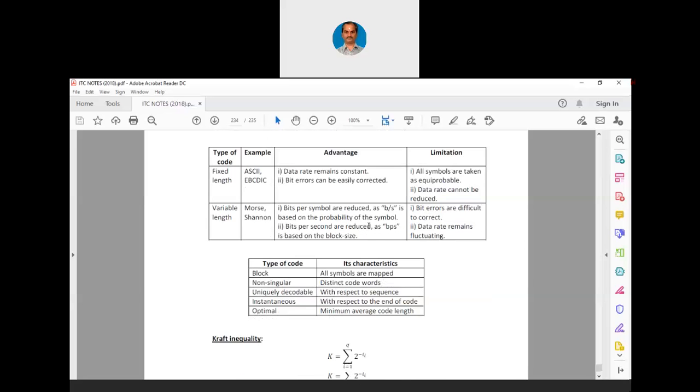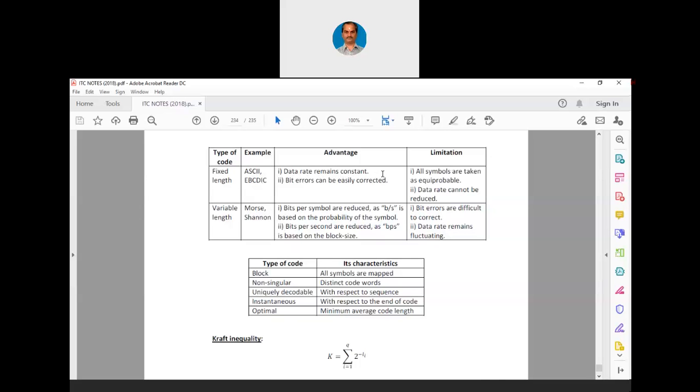Now, we have been discussing the variable length code and the fixed length code, and I was telling you the example of ASCII code and extended BCD code, EBCDIC. In the case of ASCII and extended BCD, the advantage is data rate remains constant throughout because the number of bits for a given block size are constant. And the bit errors can be easily corrected.